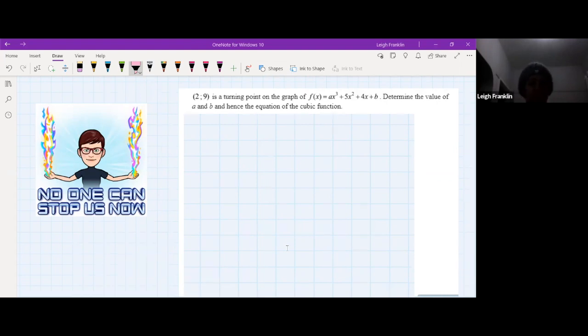Okay, so we absolutely have to use the first derivative, because it's a turning point. So we know that the gradient is 0 at this turning point. Quite right, absolutely. Let's find the derivative. f prime x equals 3ax squared plus 10x plus 4. The derivative does not include the b term in this case, but that's all right.